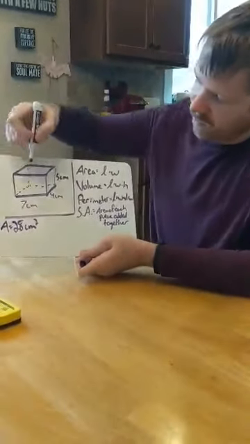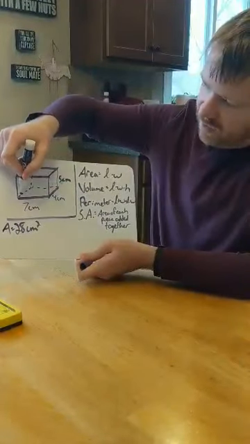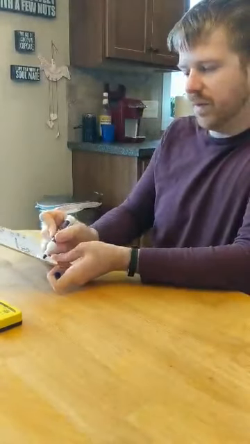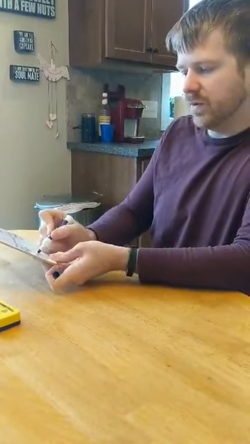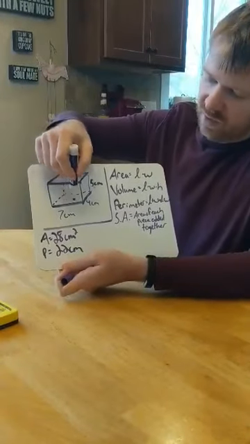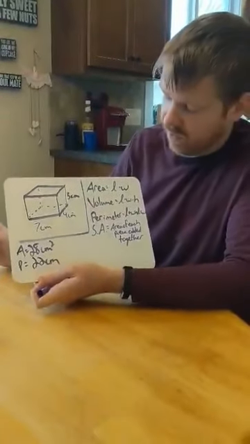Perimeter would be adding up around the outside, so I'd have 7 and 4, 7, 8, 9, 10, 11, and then the opposite sides would be the same, so 11 and 11 is 22. Now the bigger part about this is getting our labels right. This would just be 22 centimeters all the way around, where the area would be 28 centimeters squared because I did centimeters times centimeters, which gives you centimeters squared.